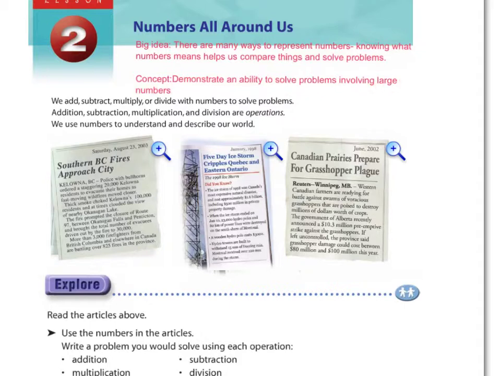So knowing what that number is helps you to figure out how to add or subtract or multiply or divide it. We add, subtract, multiply, or divide numbers to solve problems. Addition, subtraction, multiplication, and division are what we call operations. And we use numbers to understand and describe our world, and that's how we use them to solve problems as well.